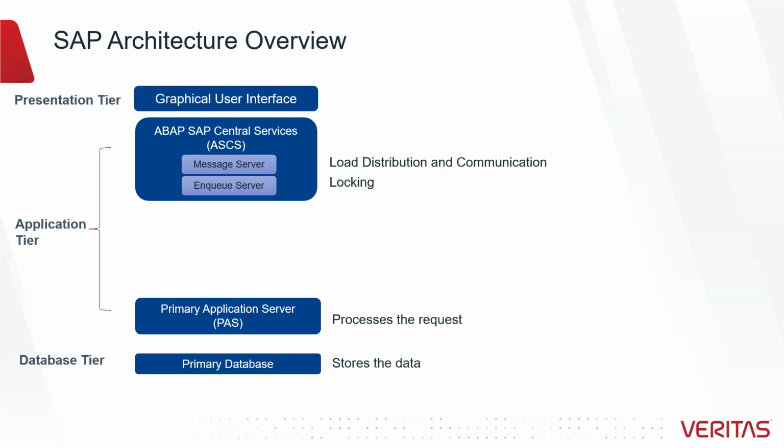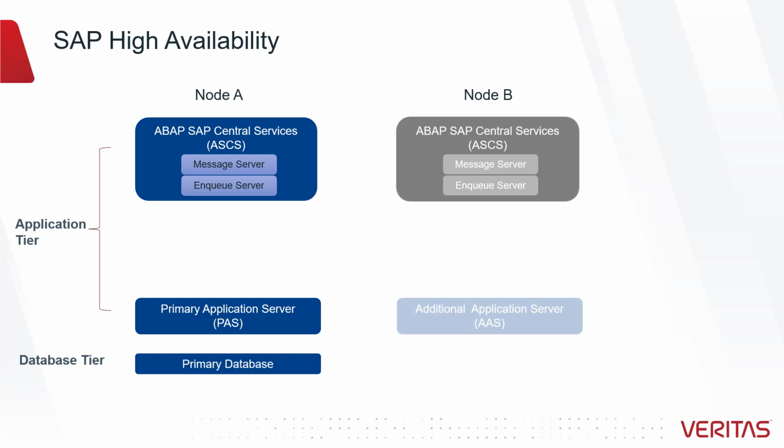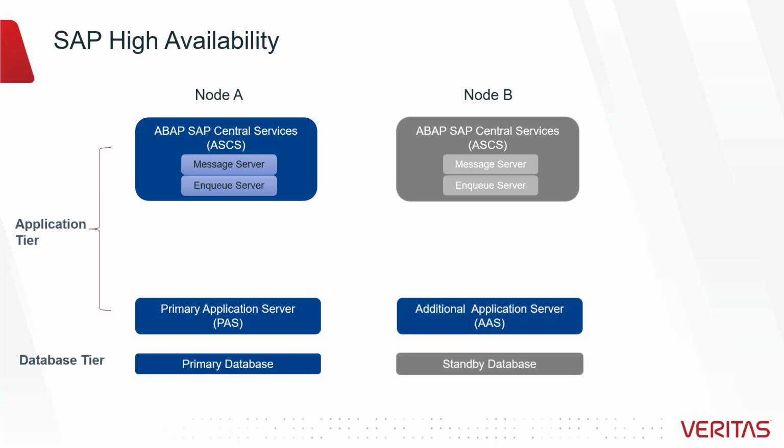Now that we know the basic components, let's look into how to make SAP highly available. Only the application tier and database tier would need to be made resilient from single points of failure. For high availability, a minimum of 2 nodes is required with the same set of SAP components running on the other node in either active or passive mode.